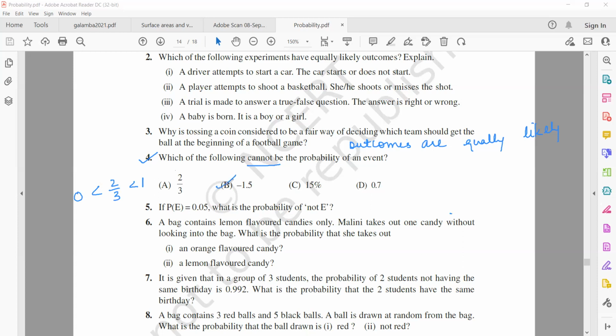Second, see, this cannot be. This is the answer because probability cannot be negative. It can be 0, but it cannot be negative. Okay, 15%. If you change this to a fraction, it is 15 by 100, right? Which can be reduced to 3 by 20. As you can see, the numerator is smaller, so obviously it's less than 1, and it's a positive number, so it's greater than 0. So it can be. Again, if you look at 0.7, obviously it's less than 1 and greater than 0. So this can also be a probability.